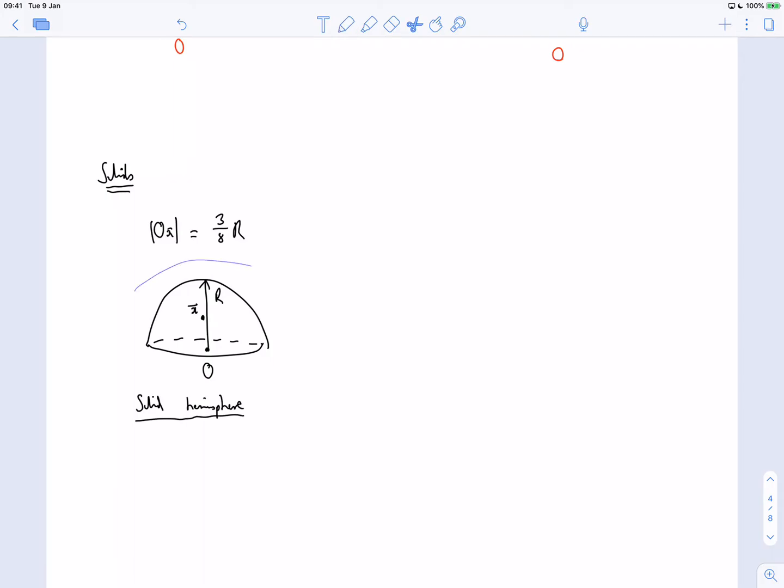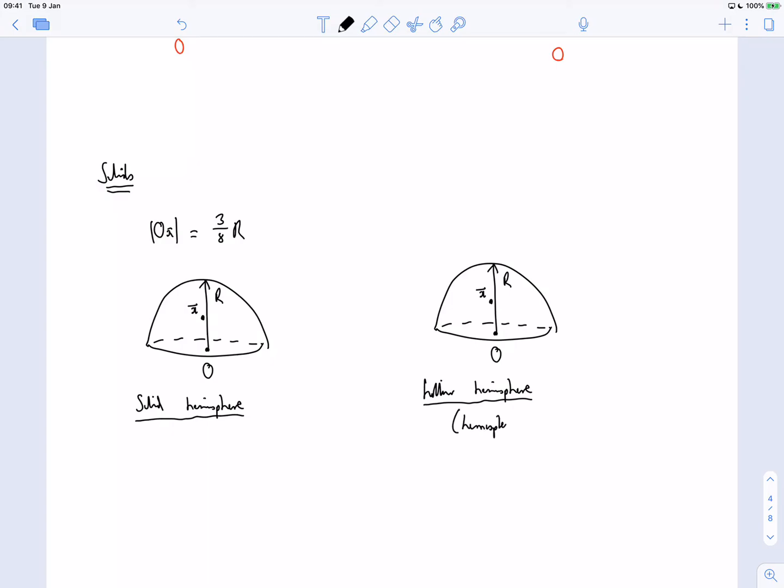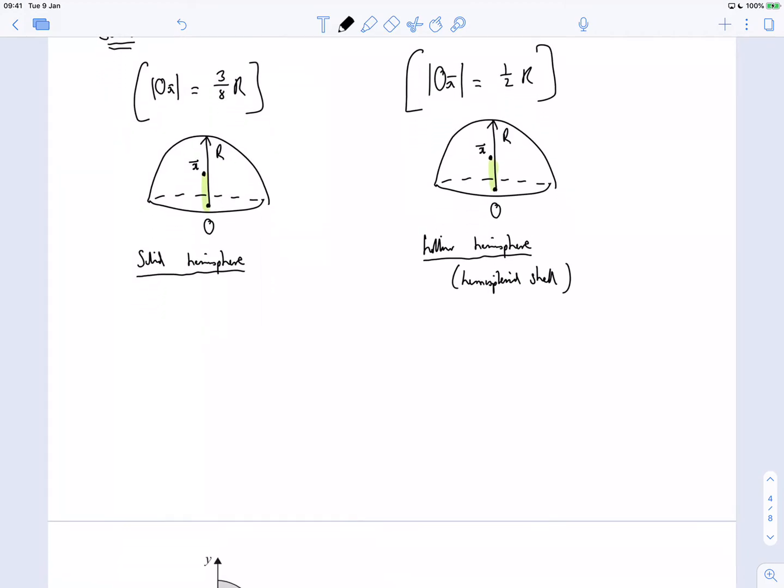Okay, and now if I just rinse and repeat this, go over here, and now I don't want a solid hemisphere, I want a hollow hemisphere, also known as a hemispherical shell. Not sphere, shell. This is a shell. A hemispherical shell. Then, by similar construction, the length of O to X, which is this distance, i.e. from that centre to there, is going to equal 1/2 of R. Okay, these are all given in the formula booklet.